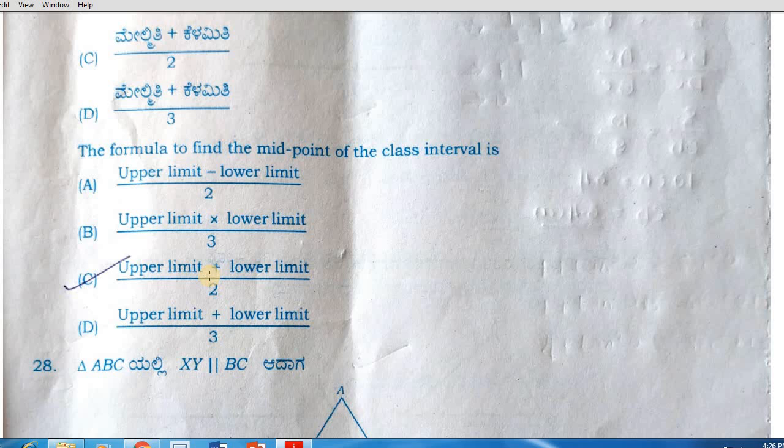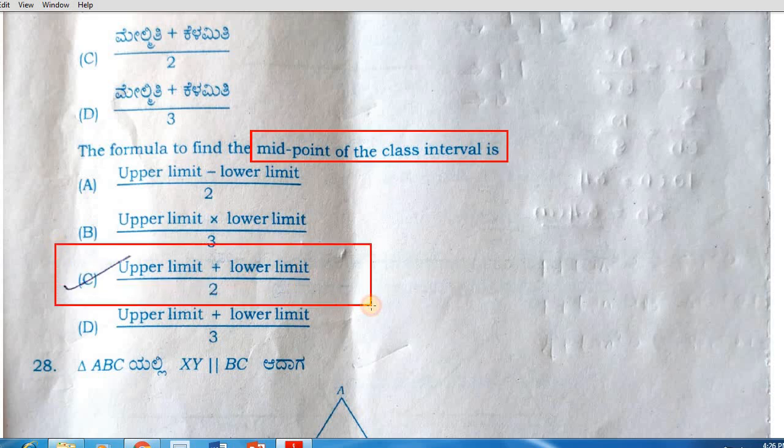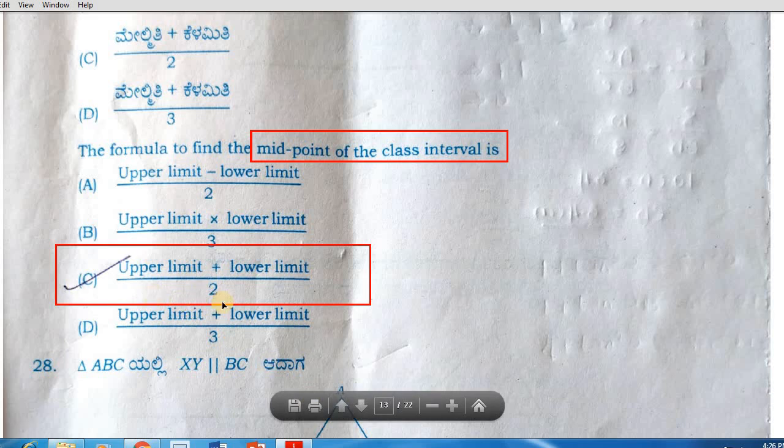Question number 27, children. The formula to find the midpoint of class interval. Midpoint is nothing but class mark, that is upper limit plus lower limit by 2. That's what I am saying. Those who watched yesterday's last minute video would easily have gone for all these questions.